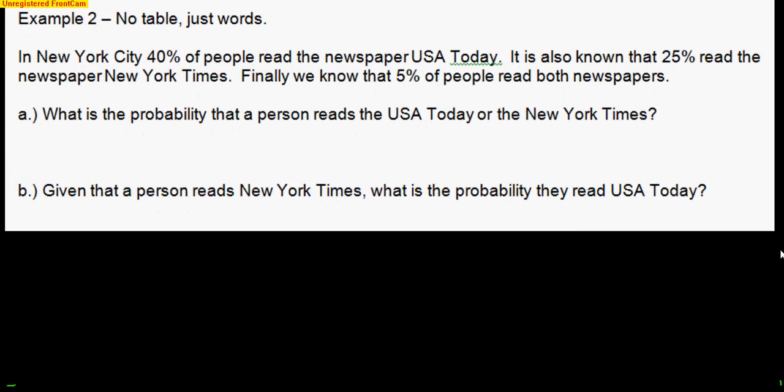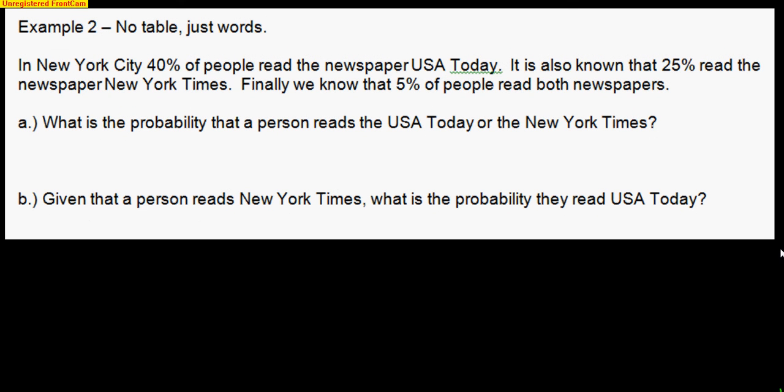All right, second problem. This one involves no table, just words, which is why it's a good problem to look at. 40% of people read the USA Today newspaper. It is also known that 25% of people read the New York Times. And finally, we know that 5% of people read both newspapers. So the first question says, what is the probability that a person reads USA Today or New York Times?